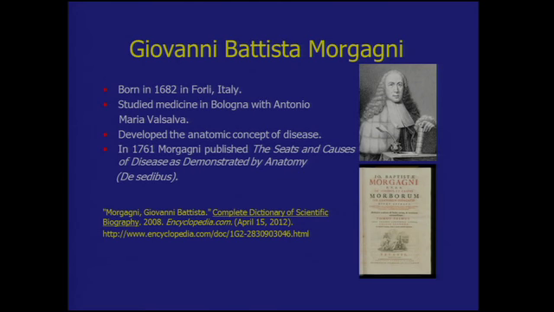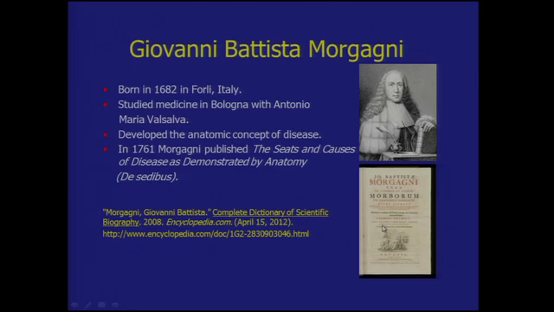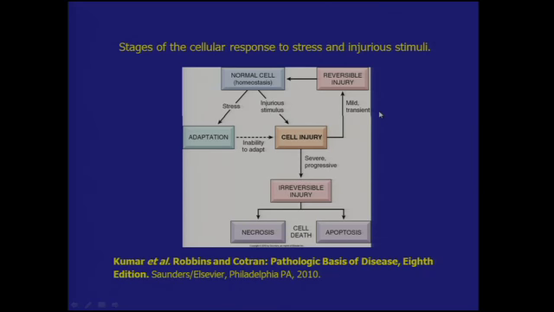when alive. And he wrote this book in 1761, when he published it when he was 79 years old, which is pretty amazing to me, called, at least in English, The Seats and Causes of Disease as Demonstrated by Anatomy, and the Italian or Latin goes by De Sedibus. And here's a picture of the front of the book, and this is a likeness, presumably, of Morgagni. Obviously, this is pre-photography.